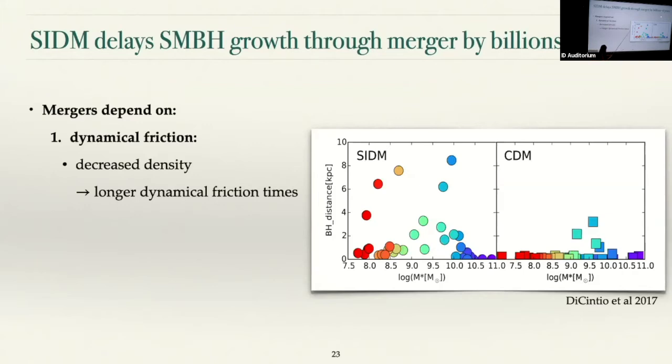So this is the black hole distance from the center of its host galaxy on the y-axis as a function of the stellar mass on the x-axis. And you see in CDM that the black holes are sitting, for the most part, at the center of their galaxies because they have that more cuspy-like profile. Whereas in SIDM, because of the cores and this decreased density and longer dynamical friction times, these black holes are wandering for longer.